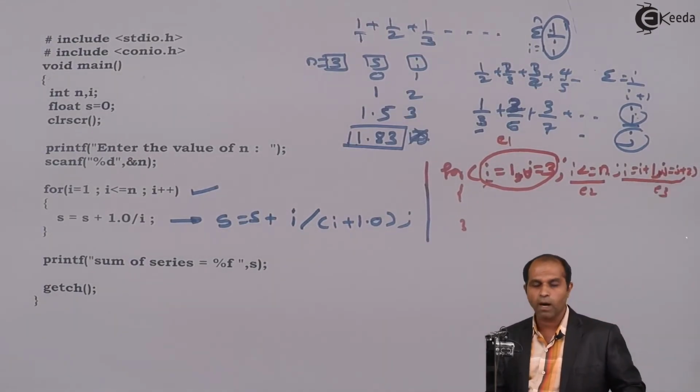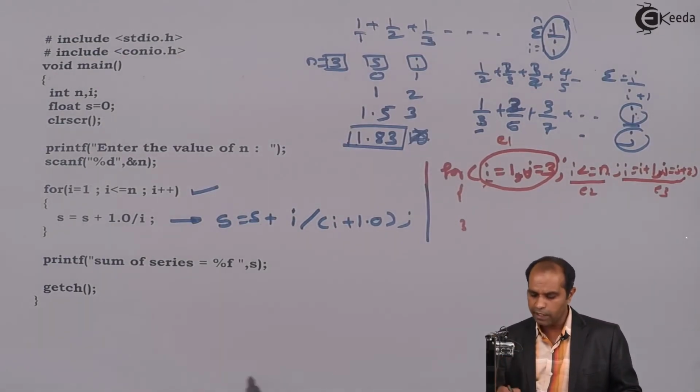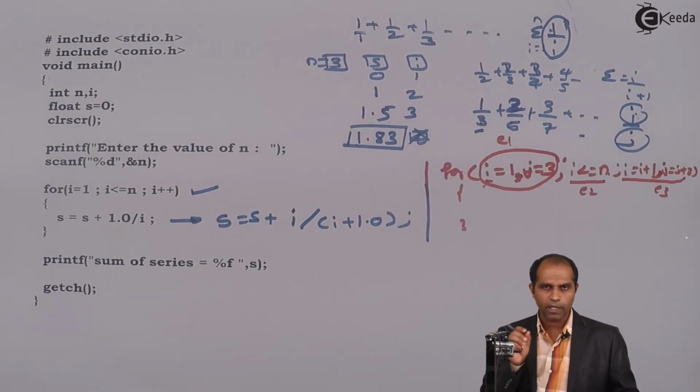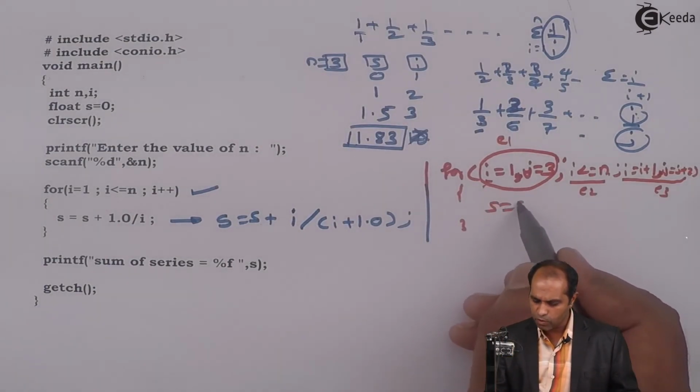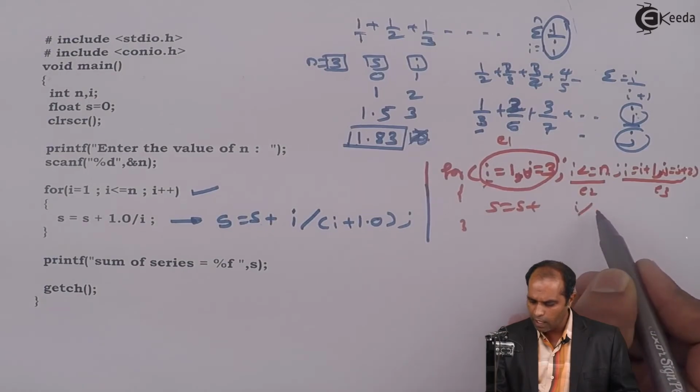Again place a comma rather than a semicolon. So there have to be two semicolons in the entire for loop, and if I have multiple expressions within E1 or E2 or E3, they have to be separated with a comma. So here I can say s equals s plus i by j.